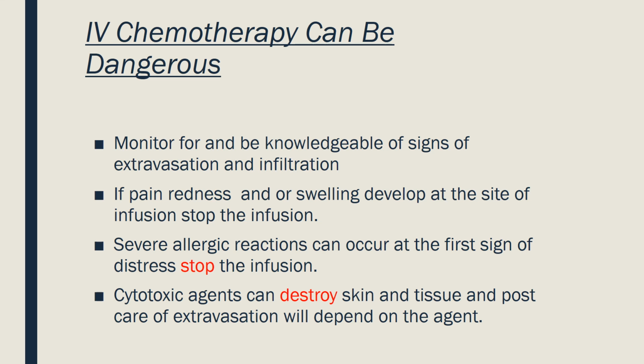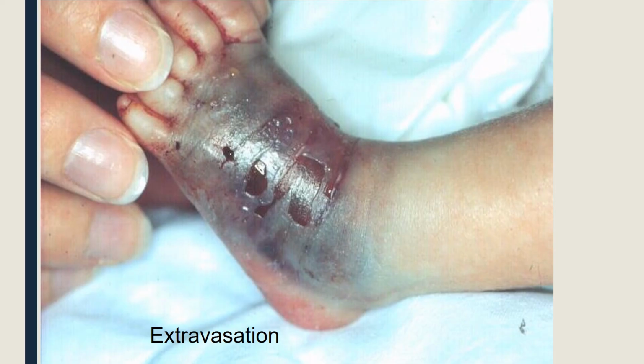And remember that cytotoxic agents can destroy the skin and tissue, and post-care of extravasation will depend on the type of agent that's gotten into the skin. Check this out on a little pediatric patient. This is a picture of extravasation. It's terrible what can happen, and you can see it's just absolutely necrotic underneath there. It's terrible, and hopefully this child didn't lose their limb.